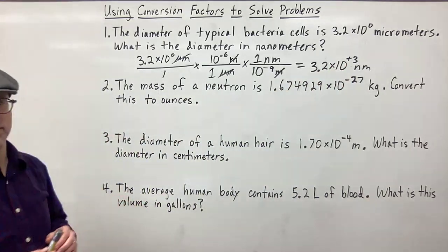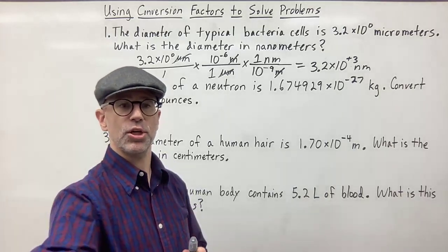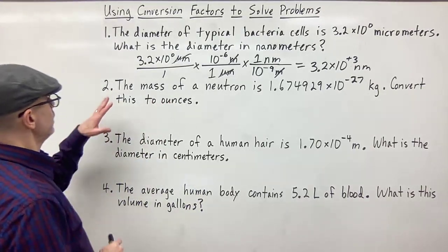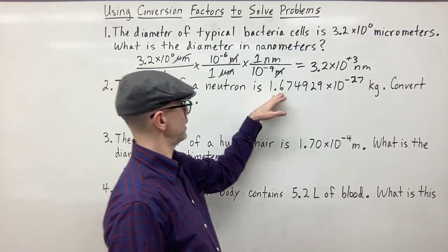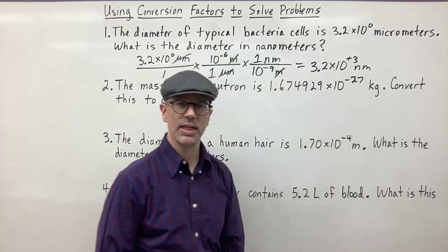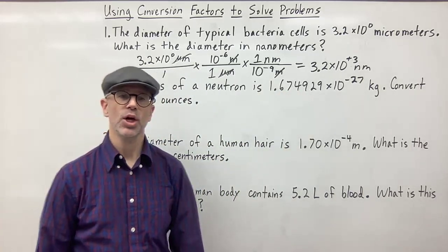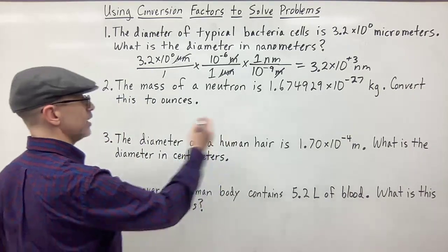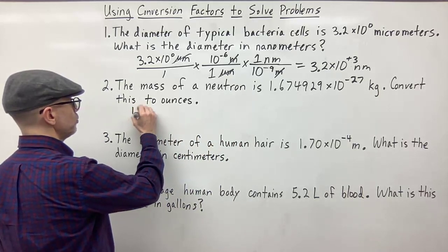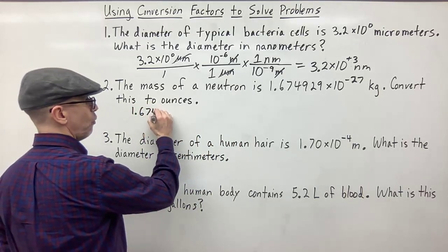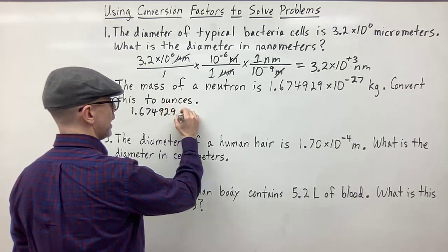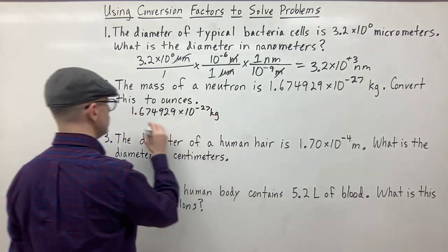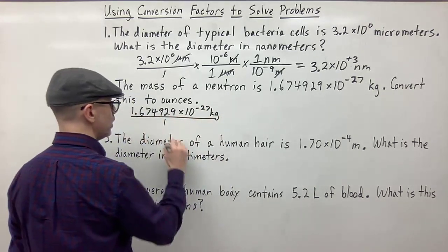Okay, what's next? We have number 2. Number 2 says the mass of a neutron is 1.674929 times 10 to the negative 27 kilograms. We want to convert that to ounces. So we're going to take that number, 1.674929 times 10 to the negative 27 kilograms, and put that over 1.